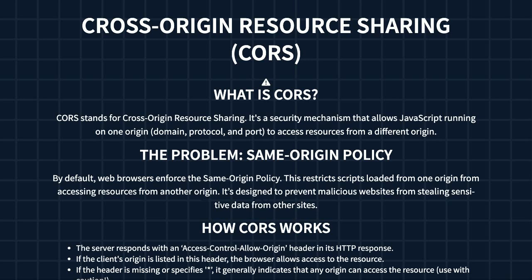The server tells the browser whether or not it's okay to access a specific resource by sending back an Access-Control-Allow-Origin header in its response. If your site's origin is listed in that header, you're good to go. If it isn't, or if it says asterisk, you need to be extra careful.